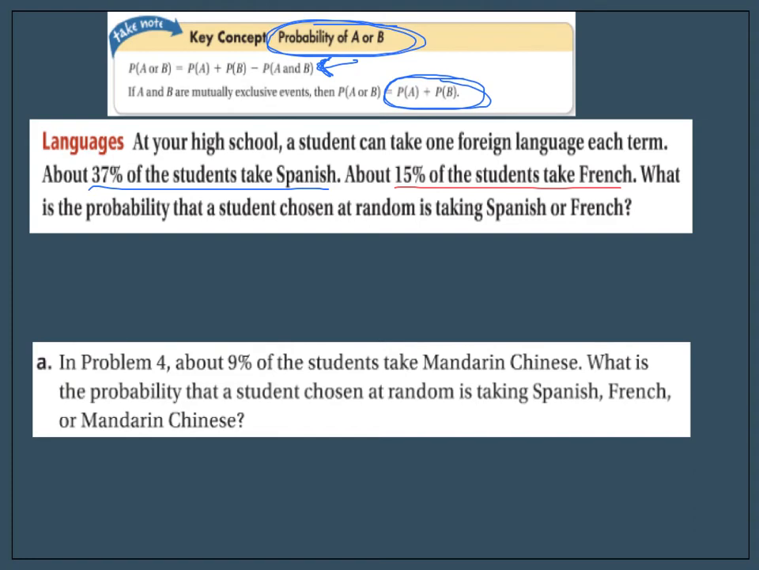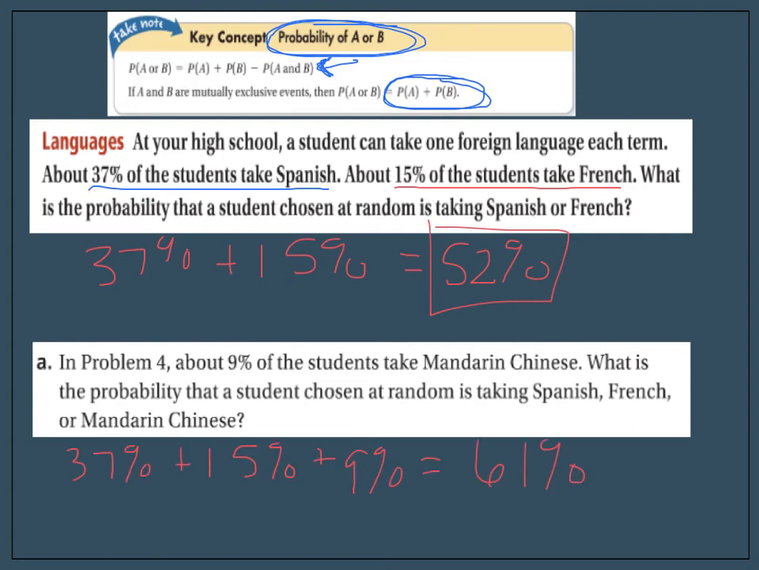Well, first I have to think, are there any repeated? Did it say in this passage anything about students who take Spanish and French? No. So this would be a mutually exclusive event. So I can just add 37% plus 15%. And I get 52%. That's the probability of a person chosen at random is taking Spanish or French. I want you to pause the video and try A by yourself. You should have gotten 61% because I'm adding 9% to my previous problem because there's no overlap of students here taking both Spanish and French.